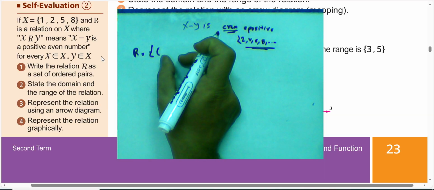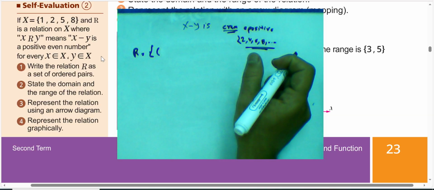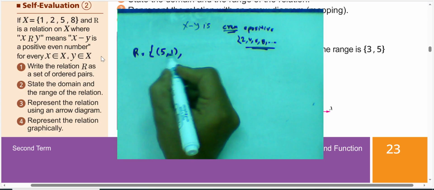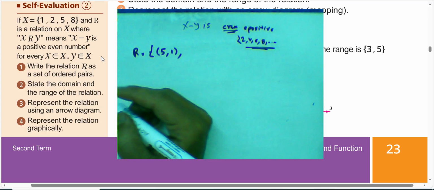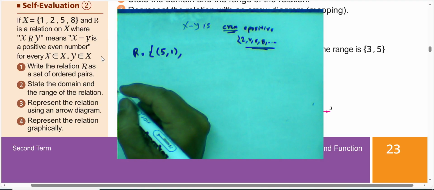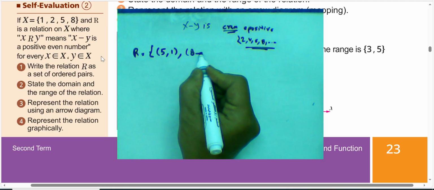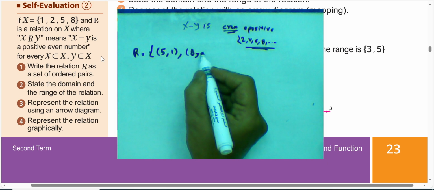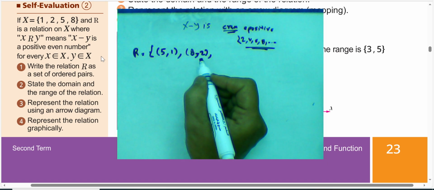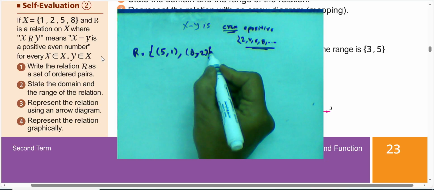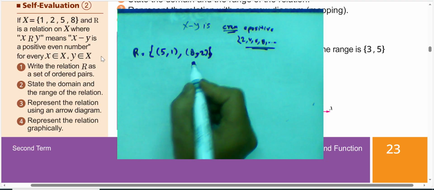If you subtract two numbers, the result will be an even positive number. What about 5? 5 minus 1 equals 4. 4 is an even number. And what about 5 minus 2? 5 minus 2 is 3. 5 minus 5 is 0. And 8, what about 8? 8 minus 1 is 7. 8 minus 2 is 6. 8 minus 5 is 3. 8 minus 8 is 0. So the answer will be 5 with 1 and 8 with 2 only.